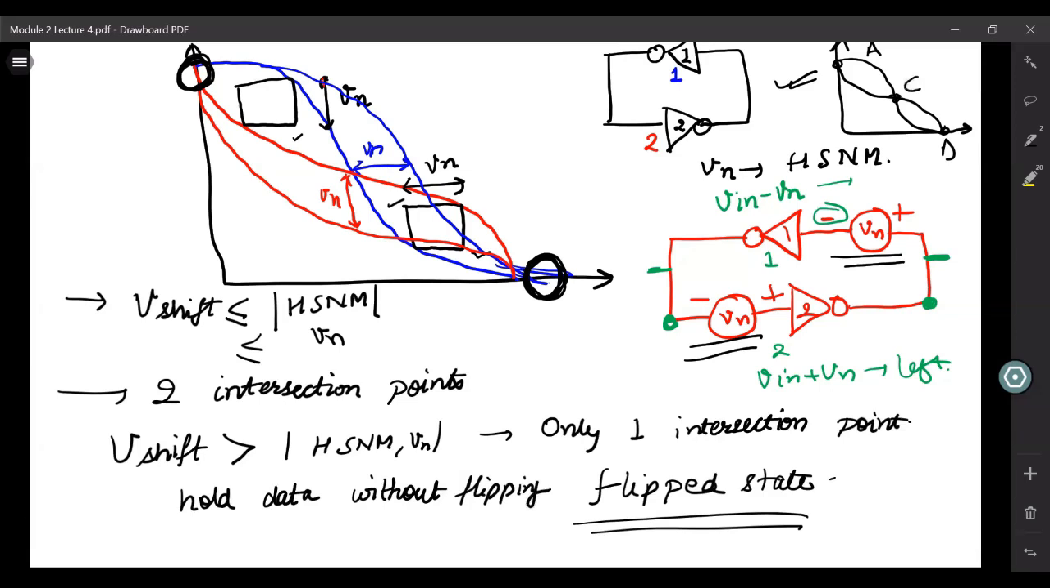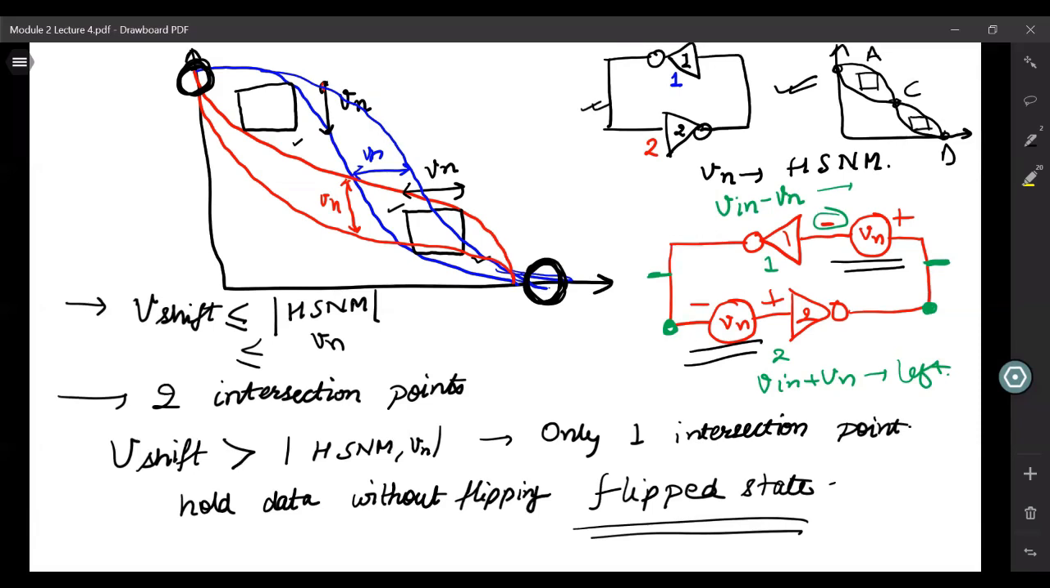So this is the importance of this hold static noise margin, and how people measure it. They draw this VTC, the cross-coupled inverter characteristics, and then they try to fit in the maximum size square that fits in here. That gives you your hold static noise margin. What happens if the noise in your circuit is larger than this hold static noise margin? You end up in the flipped state. So this is how we define the hold static noise margin.